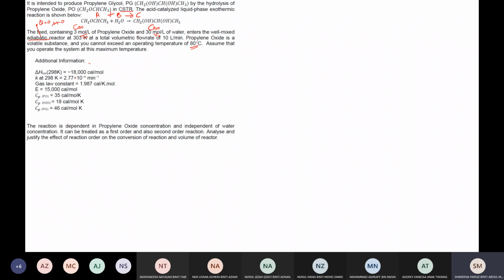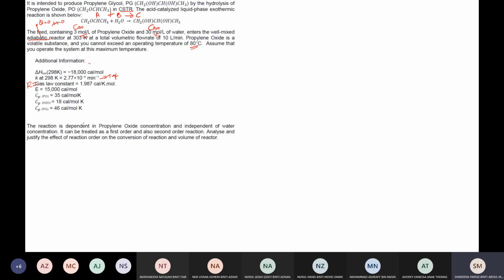We have a delta HRXN, the heat of reaction. We have the K at 298, which is K at the T reference, the gas law R value, the activation energy and the heat capacity for each of the compounds.